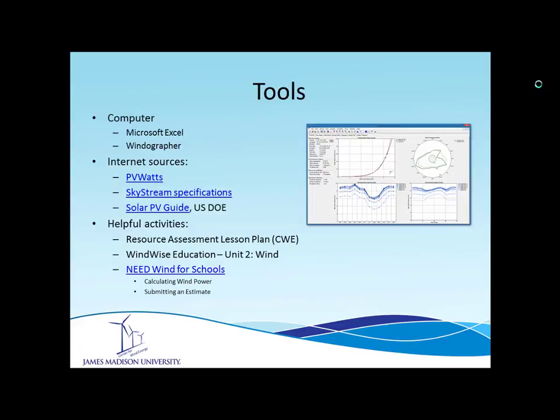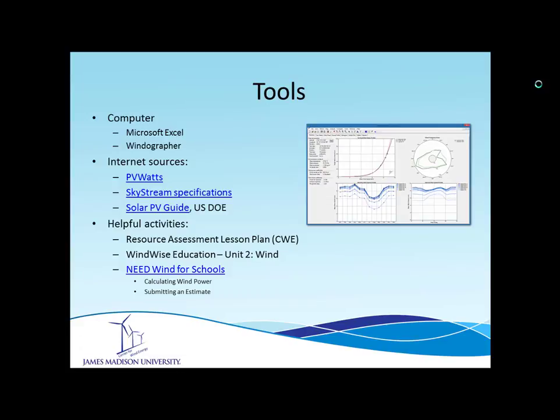Again, the tools, like I said, we'll use Excel. Windographer is another program that you can use for your resource assessments, and it will also allow you to do some power production estimates. In terms of internet sources, PV Watts, again, is a great location for you to do some solar estimates, and Solar PV Guide will also help you with solar estimates. And then the SkyStream specifications are right here, so if you want to use the SkyStream as your turbine of choice, you can get those specifications right here.